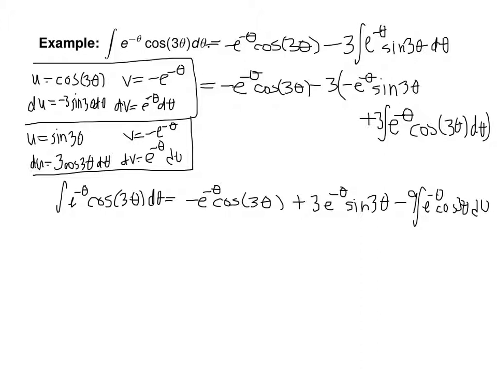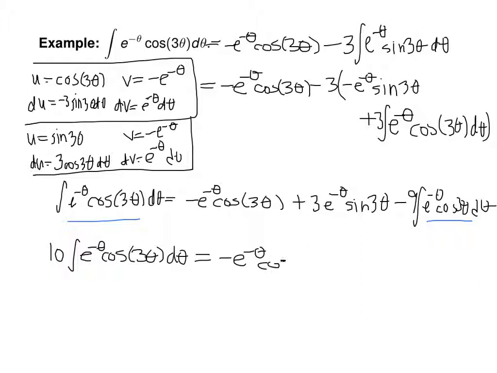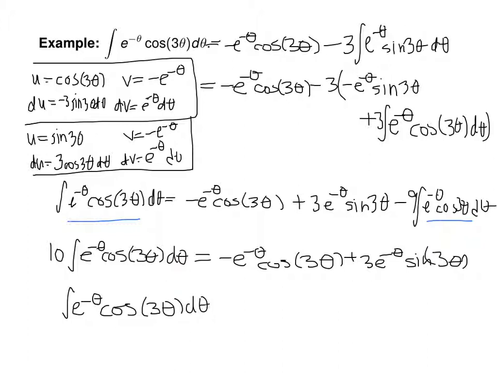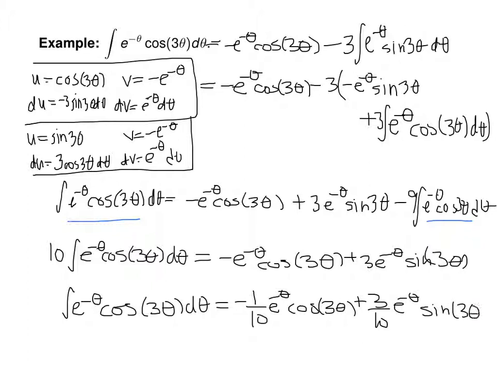Now if I add this to that one, I get 10 times the integral e to the negative theta cosine of 3 theta d theta is negative e to the negative theta cosine 3 theta plus 3 e to the negative theta sine 3 theta, and then divide by 10, and I have the integral e to the negative theta cosine 3 theta d theta equals negative 1/10 e to the negative theta cosine 3 theta plus 3/10 e to the negative theta sine 3 theta, and of course plus c.